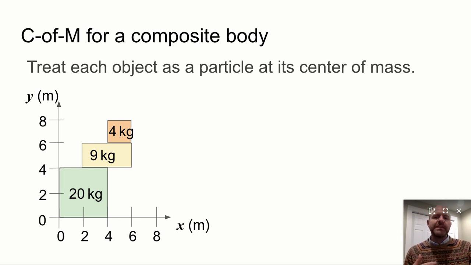So what about something that's a composite body? Here we have 3 blocks stacked on each other. They're all individually uniform density, so it's pretty easy to say the center of mass of each of them is just in the middle. The 20 kilogram block has its center of mass at (2, 2), the 9 kilogram at (4, 5), XY pairs, and the 4 kilogram at (5, 7).